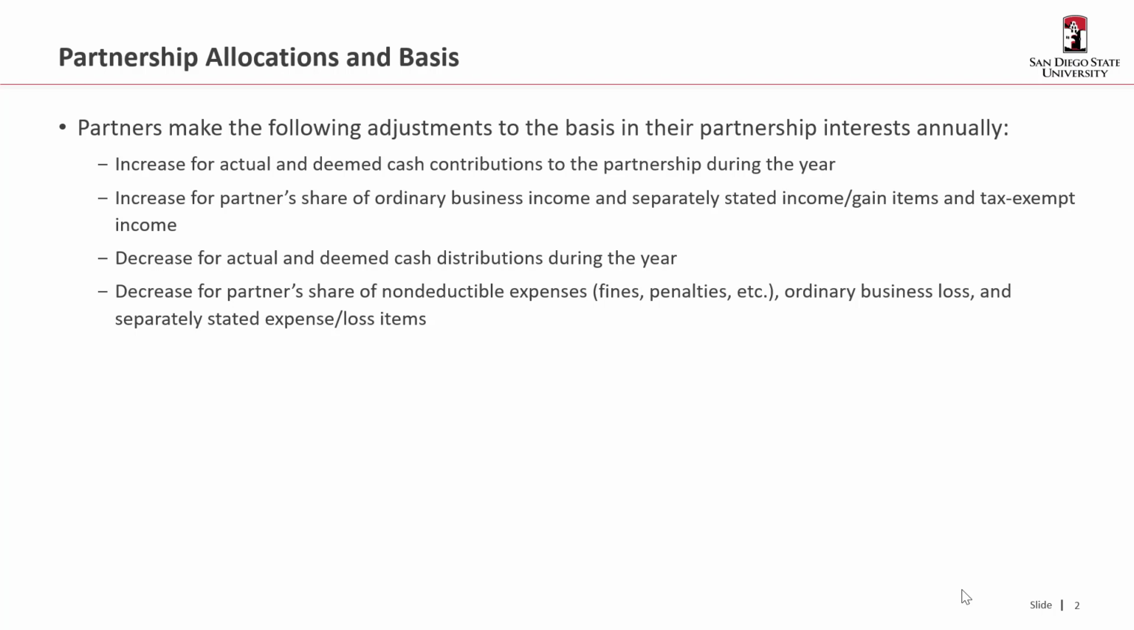Then they increase their basis for their share of ordinary business income and separately stated income or gain items and any tax-exempt income items. Then they decrease their basis for any actual and deemed cash distributions during the year. And then lastly, they decrease their basis for their share of losses or non-deductible expenses or any separately stated expense or loss items.